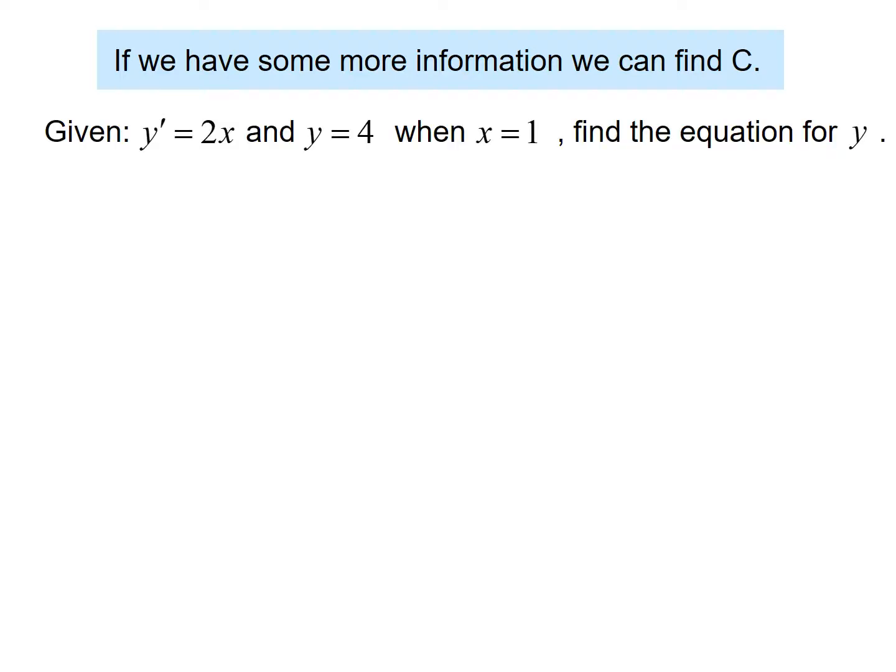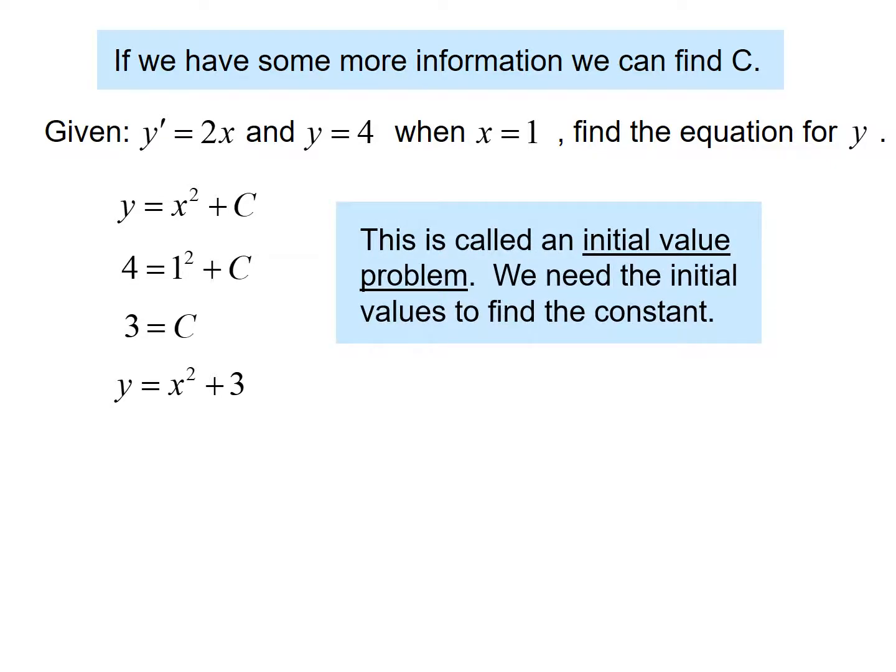Okay, so if we're told that y prime equals 2x, and we're given an x and y pair, and then we want to find the equation of y, well, we take the antiderivative, x squared plus c. We know x is 1 and y is 4, which means c equals 3. So the original equation would have been y equals x squared plus 3. This is called an initial value problem, because we're given the derivative, y prime, and we're also given initial values, x equals 1 and y equals 4, which allow us to find that constant.